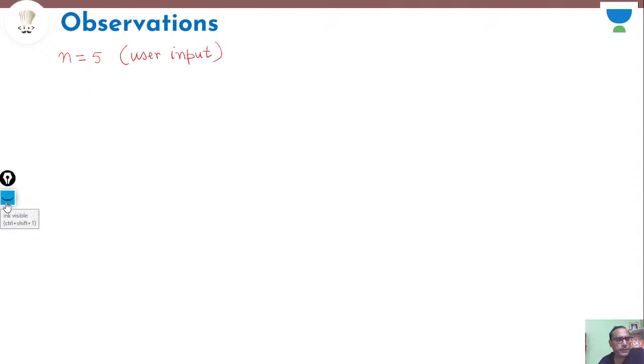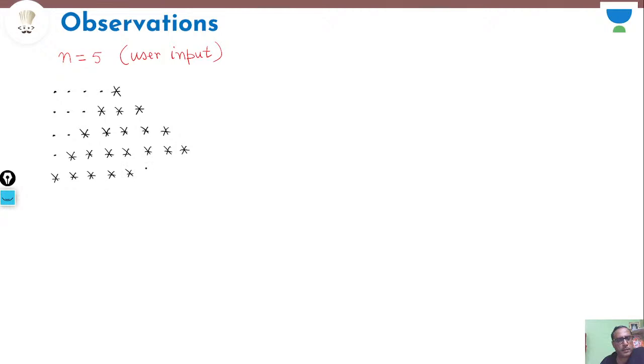What is the pattern we are going to have? See, we are having the pattern like this. So this is the total pattern you are finding here. We're having 4 dots, then 1 star, 3 dots, then 3 stars, 2 dots, then 5 stars, and 1 dot, then 7 stars, and in the last layer we're having 9 stars.